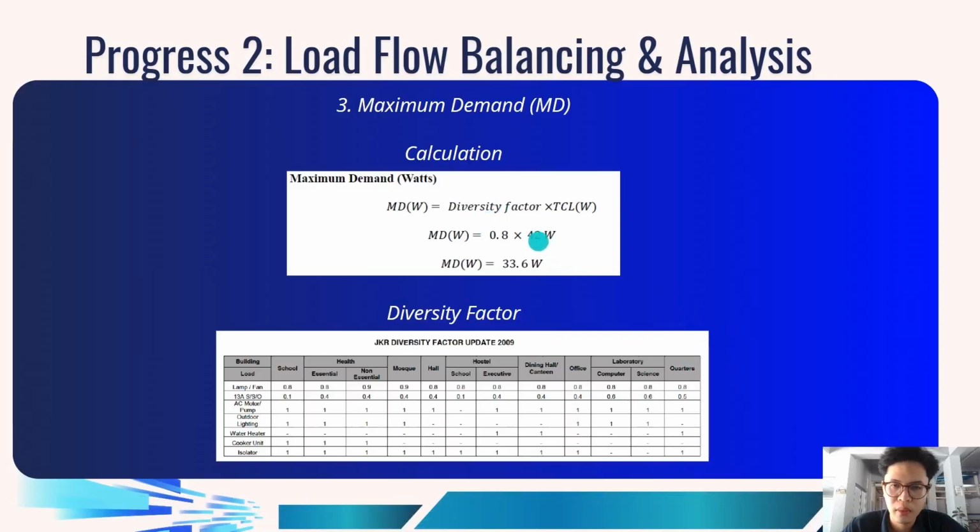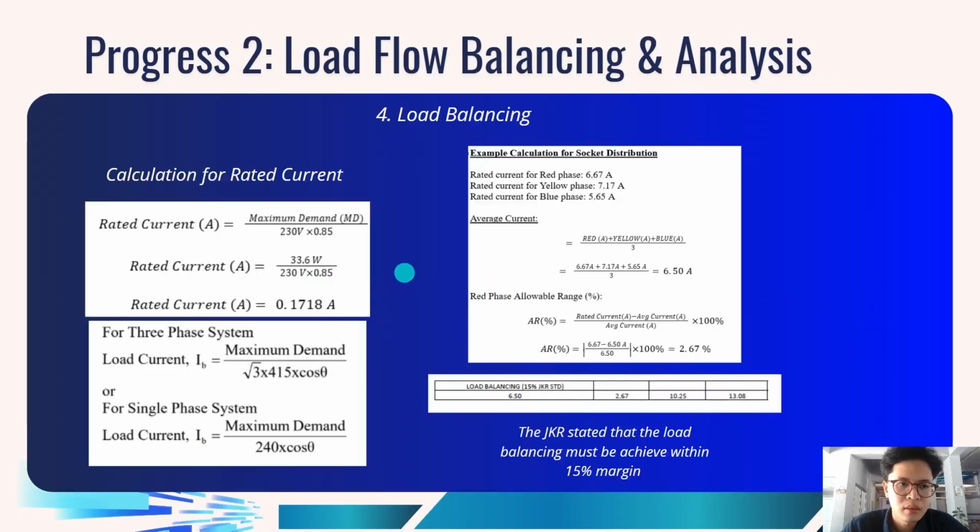From the diversity factor that we have, we need to multiply with the connected load that has been calculated. After we estimate our load, we can do the load balancing. But before that, we have to calculate the rated current for each load. From here, you can see the calculation is maximum demand divided by 230 times 0.8 of power factor. This is for the single phase system. For the three phase system, it will be the same, just that it will be divided by root 3 times 400 times cos theta.